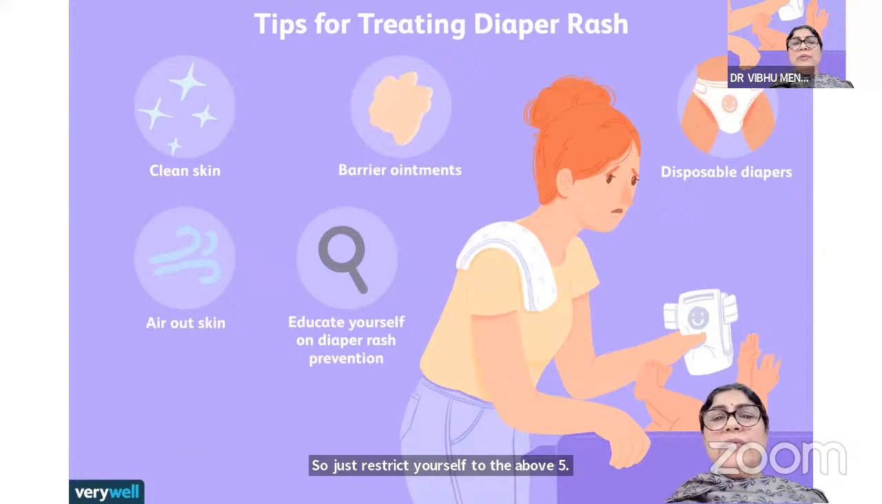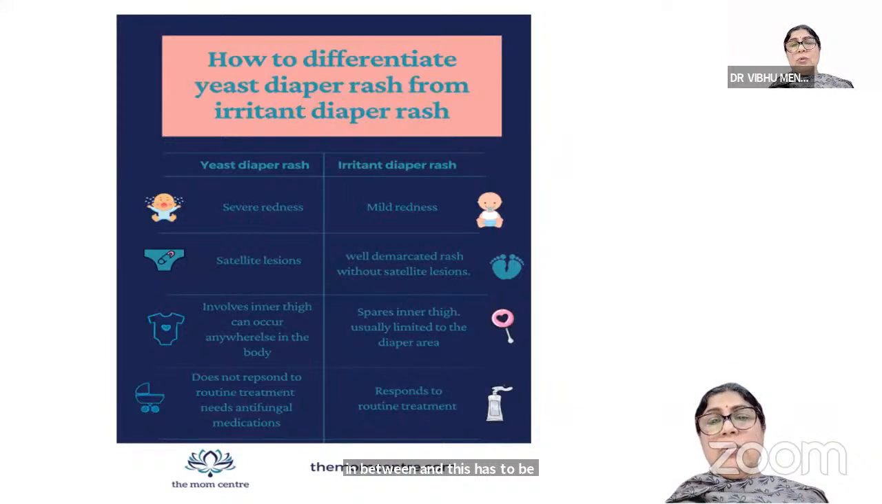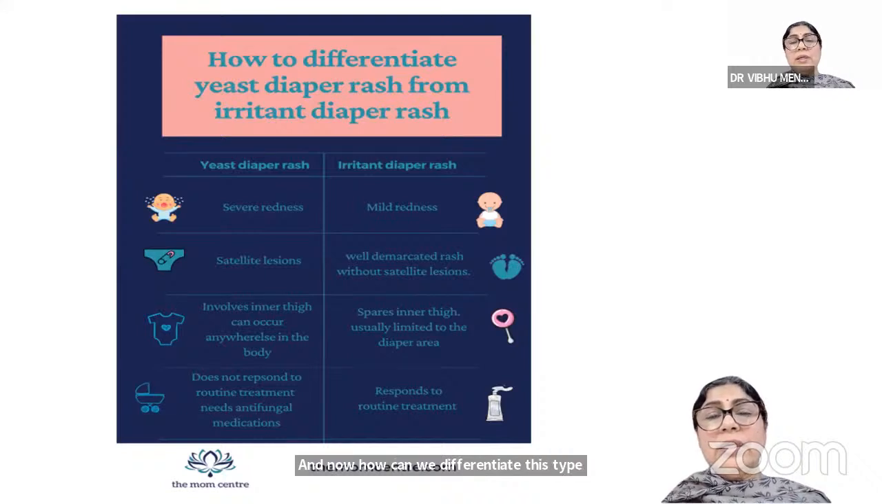So now what we have to do is, this is the counseling we have to give to the mother or to the caretaker. Clean the skin, air out the skin, use barrier ointments like zinc oxide. Disposable diapers should be kept off. There should be a diaper holiday in between. And this counseling has to be given by the pediatrician who is seeing a baby with diaper rash, because the counseling is very important.